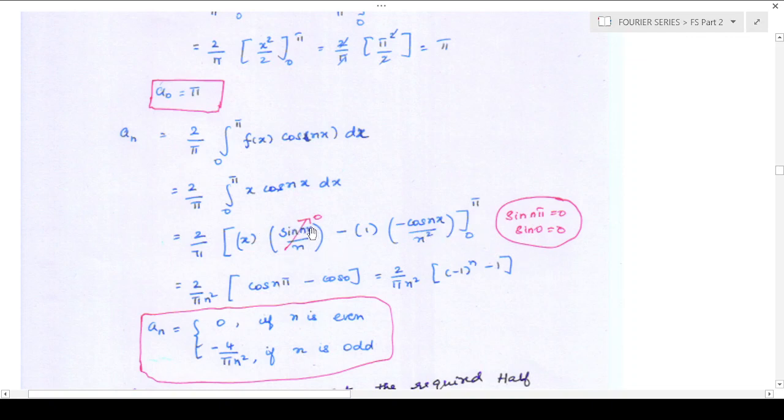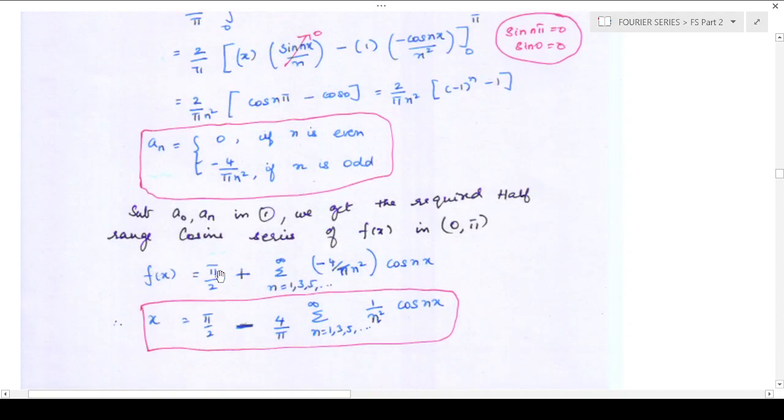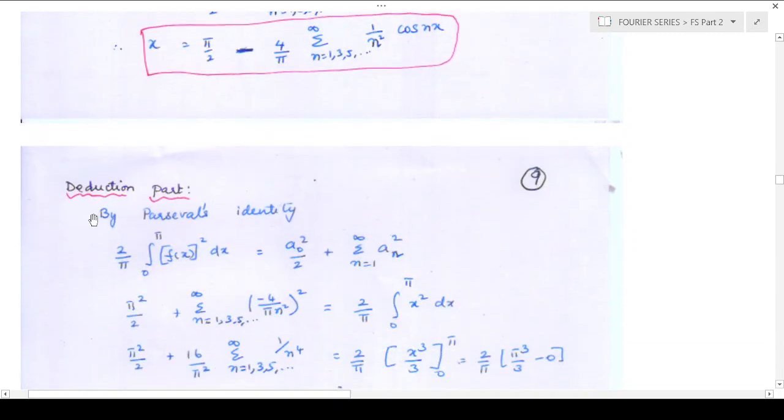If you apply the upper limit, sin n pi is 0. Lower limit, sin 0 is 0. So the first term is 0. Now apply the limits for the second term. It comes out like this. When n is even, 1 minus 1 is 0. When n is odd, it is minus 1 minus 1, which is minus 2. So 2 into minus 2, it is 4 by pi n square. Substitute the a naught and a n values in the given equation 1. So you will be getting the required half range cosine series for the given function x in the interval 0 comma pi. Now we have to go for the deduction part.